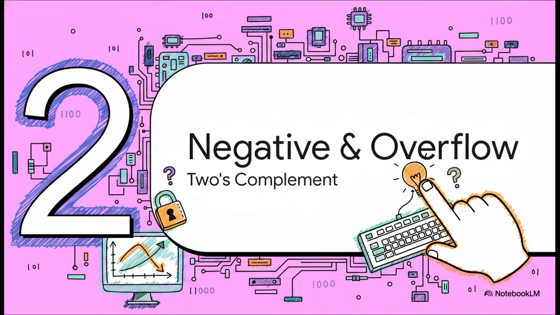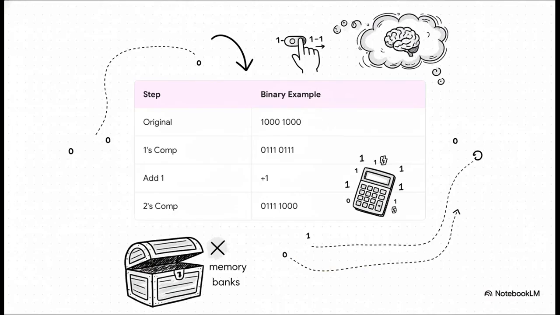Moving right along to Section 2, Negative Numbers and Overflow. Now pay super close attention here, because examiners absolutely love to set traps with negative numbers. You see, computers don't have a magical minus sign stored away in their memory registers, so they handle negative integers using a genius method called 2's complement. Lock this 4-step process into your brain right now.